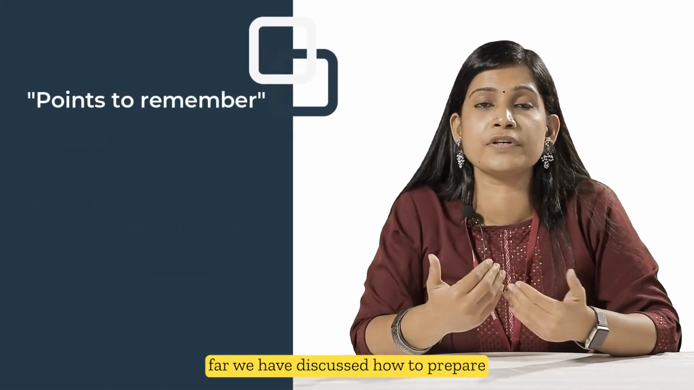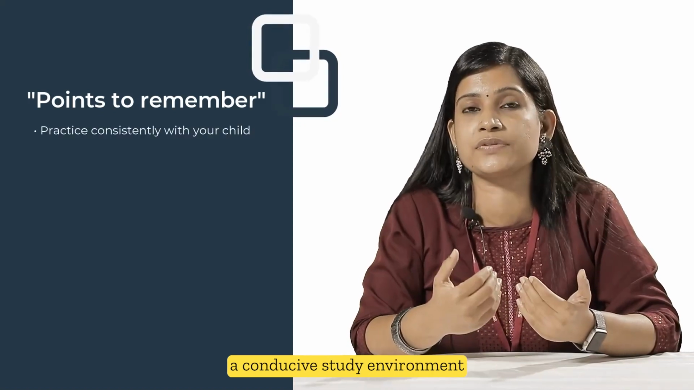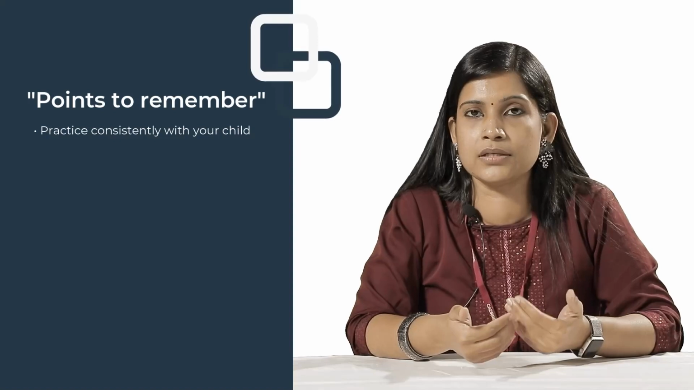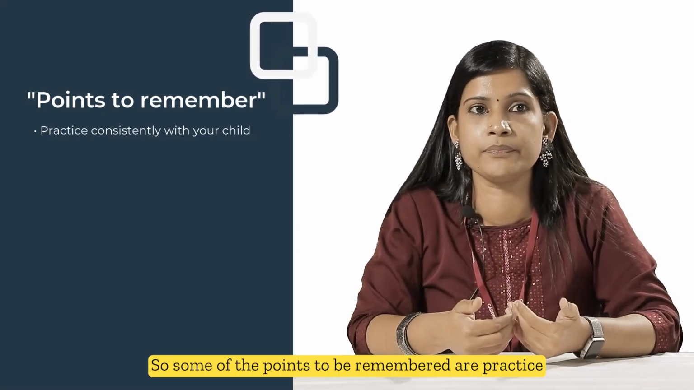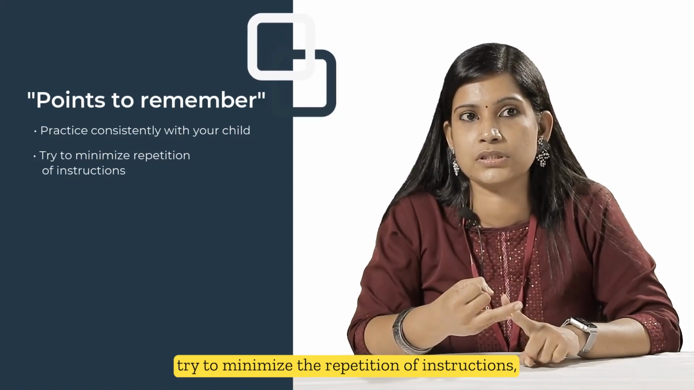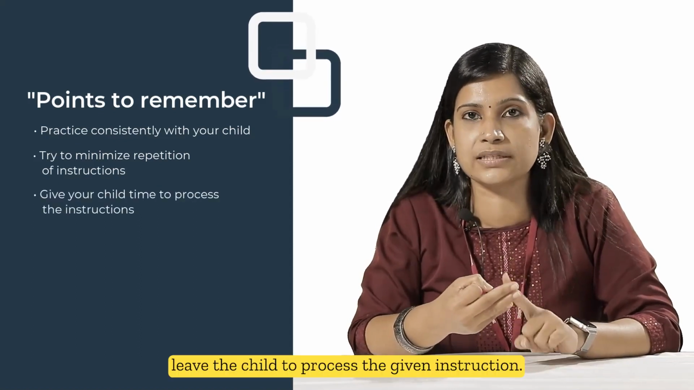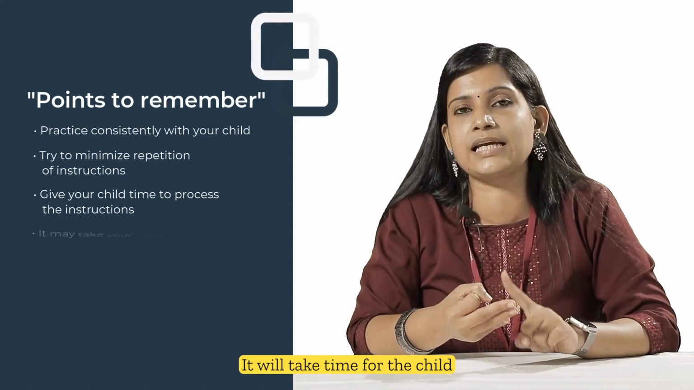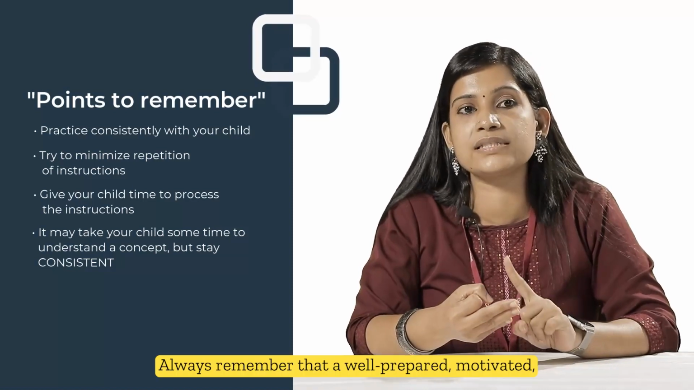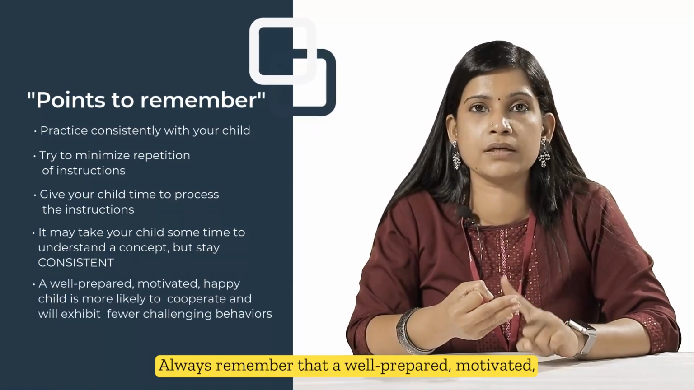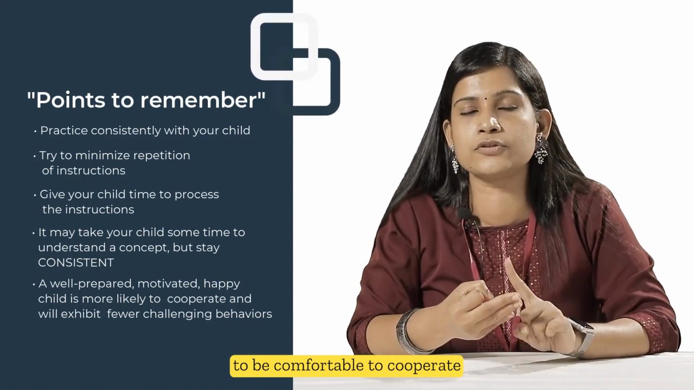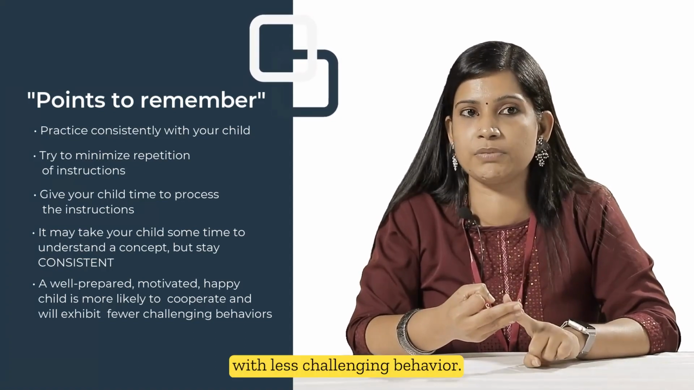So far we have discussed how to prepare a conducive study environment to improve the academic performance of a child. Some of the points to be remembered are: practice consistently with the child, try to minimize the repetition of instructions, and give the child time to process the given instruction. It will take time for the child to understand the concept, so stay consistent. Always remember that a well-prepared, motivated, happy child will more likely be comfortable to cooperate with fewer challenging behaviors.